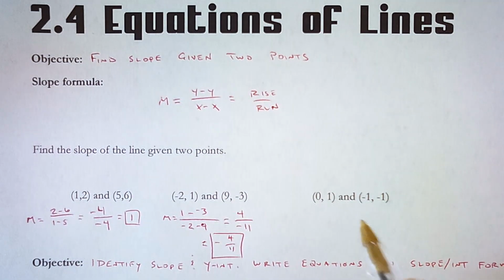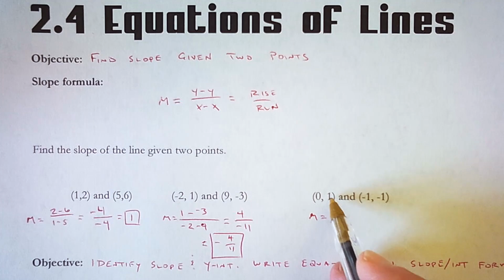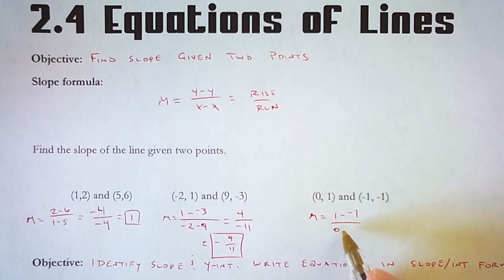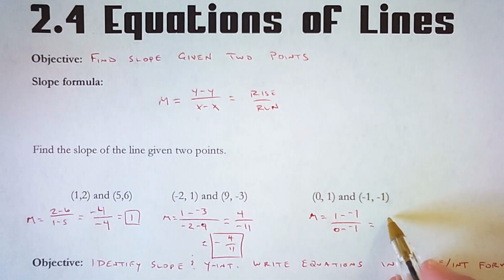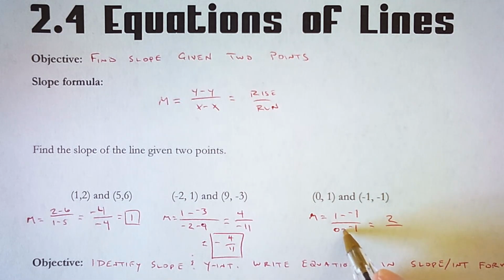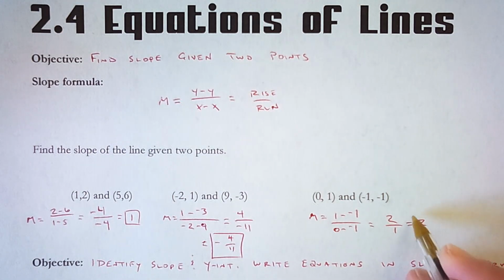And our last one here, m equals 1 minus negative 1 over 0 minus negative 1. So 1 minus negative 1, minus negative is plus. So 1 plus 1 is 2, and another minus negative. So this is really 0 plus 1, which is 1. So the slope is 2 over 1, or 2.